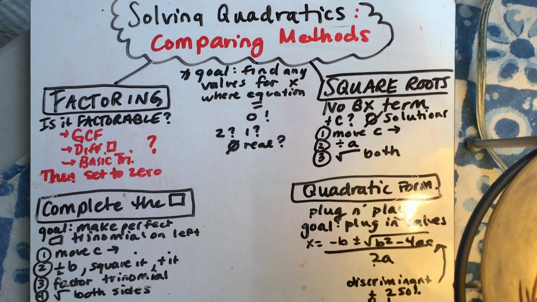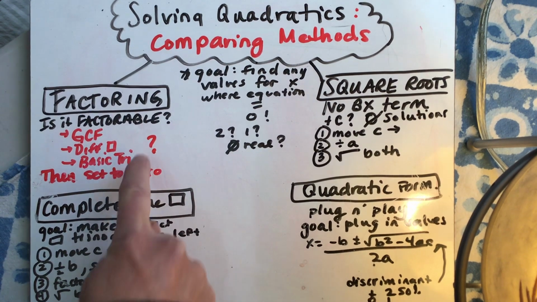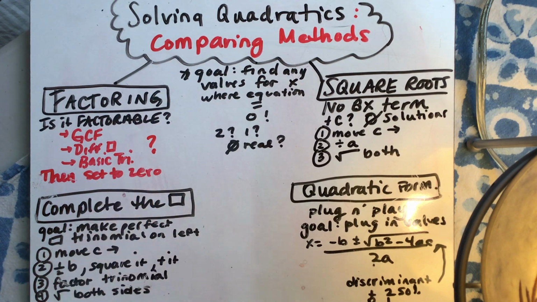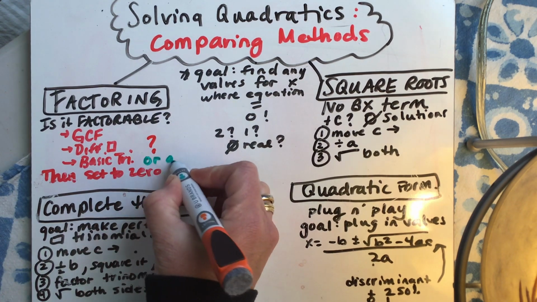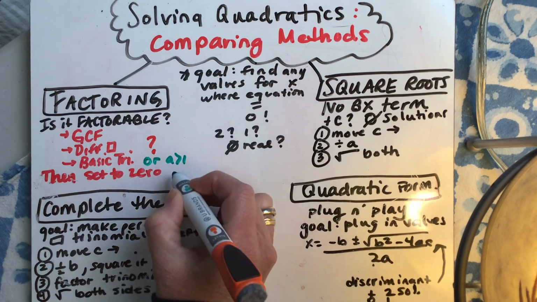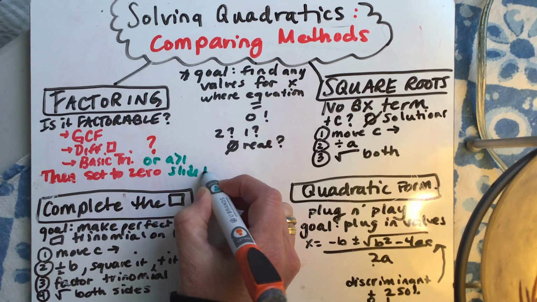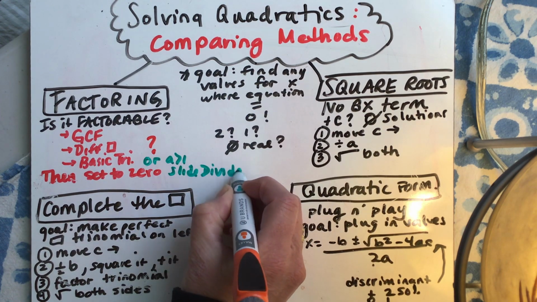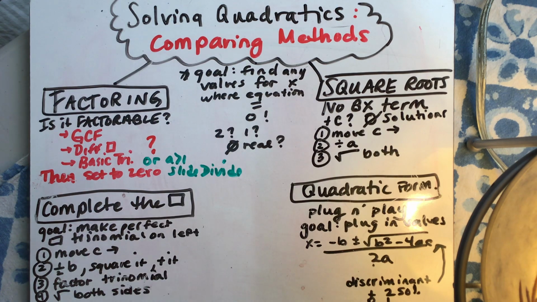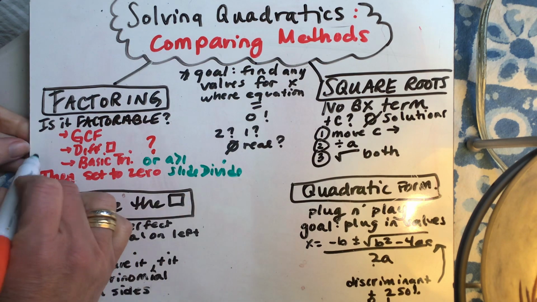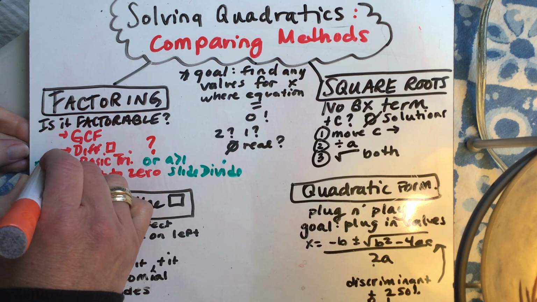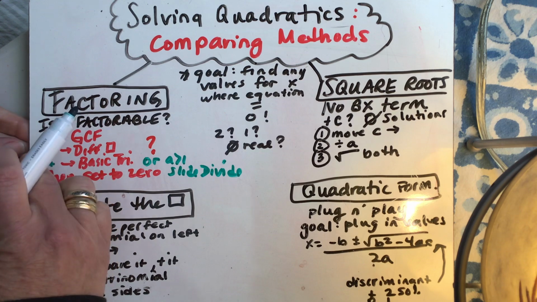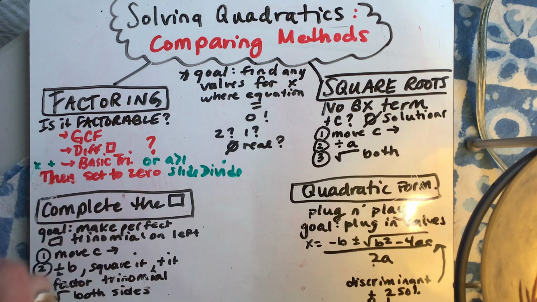Okay, that's okay. So it's the basic trinomial or a trinomial that has an a value that is greater than 1. And that's when you're going to do the slide and divide, right? You can factor it that way. So the basic trinomial would be that product sum game. So if you try the product sum game, then that's a good way to go about it.